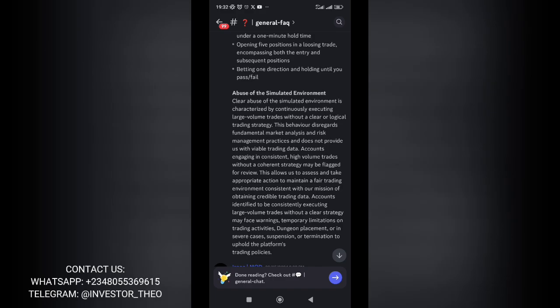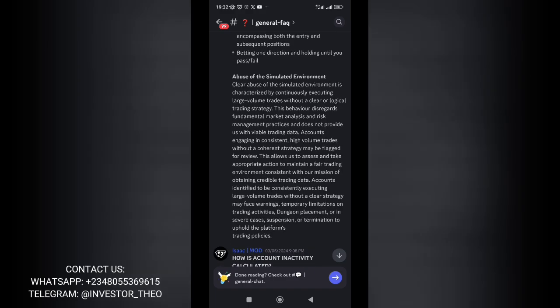Abuse of simulated environment. So clear abuse of the simulated environment is characterized by continuously executing large volume trades without a clear or logical trading strategy. This behavior disregards fundamental market analysis and risk management practices and does not provide us with viable trading data. Accounts engaging in consistent high volume trades without a coherent strategy may be flagged for review. This allows us to assess and take appropriate action to maintain a fair trading environment consistent with our mission of obtaining credible trading data.